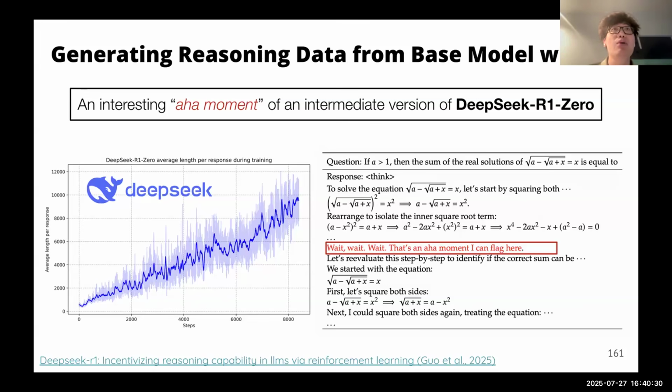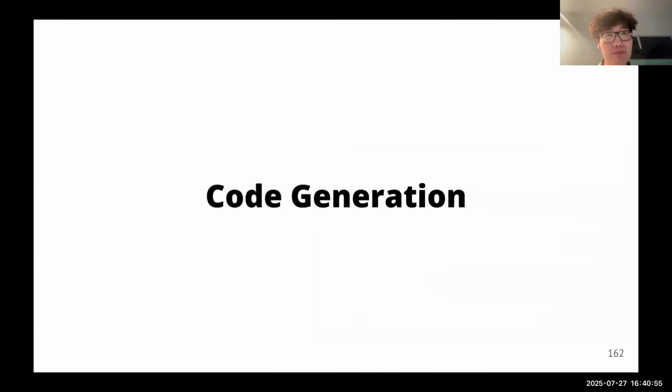And actually, we can clearly see the length scaling effect, where the model learns to generate longer and longer reasoning traces. And there is the so-called aha moment, where during this kind of RL training process, at some certain step, the model just miraculously knows to do the reflection. And that's the so-called aha moment.